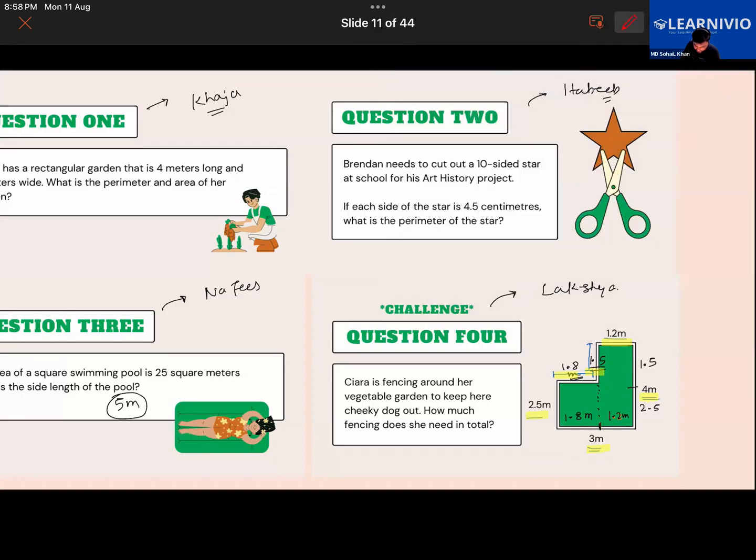All of you try to add it quickly and tell me the answer. 1.2 plus 1.2, then plus 4 meter, 3 plus 2.5 plus 1.8 and plus 1.5. Let's add it up quickly. Habib, tell me what you were saying. My answer is 45 centimeter for this question.